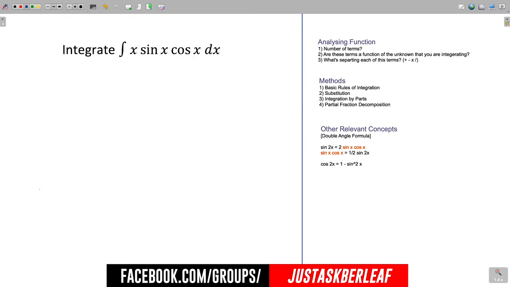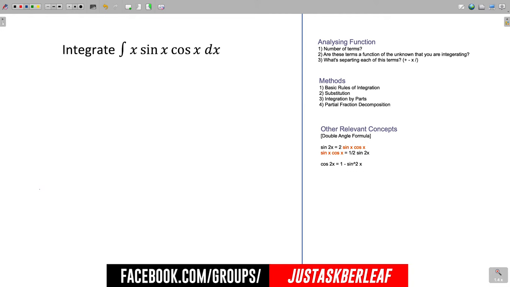Whenever we are dealing with an integration question, it's good for us to analyze the function for three things. First being the number of terms involved. We hope that the fewer, the easier it is. Second, are these terms a function of the unknown that you're integrating? Which means that if your integration was with respect to x, do these terms have x within them? And lastly, what's separating each of these terms? Is it a plus, minus, times, or divide?